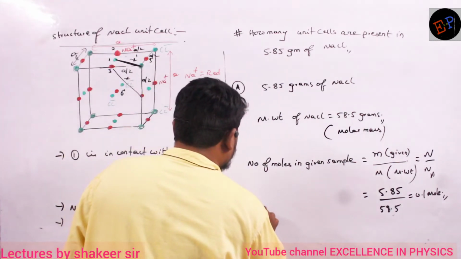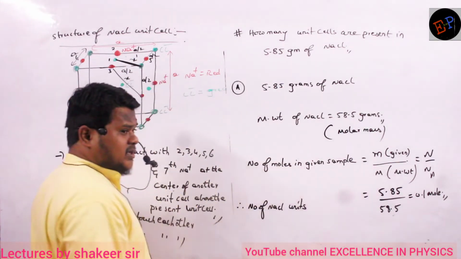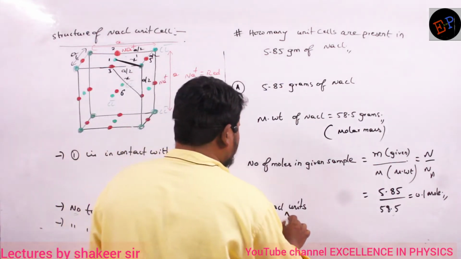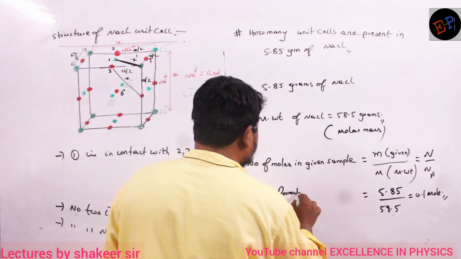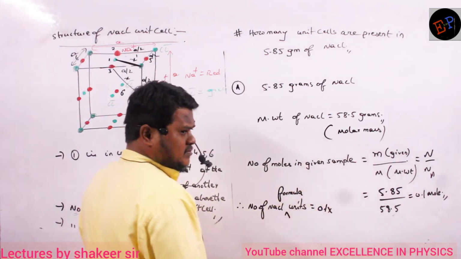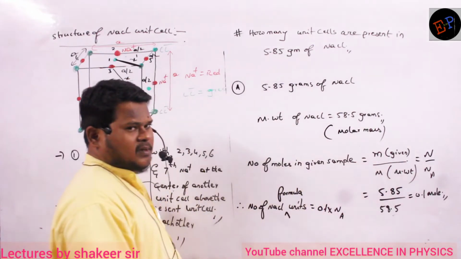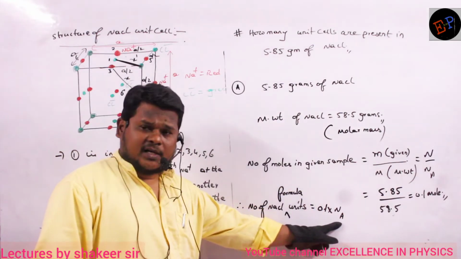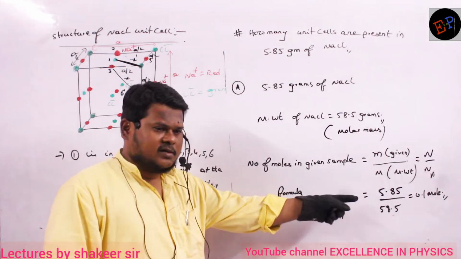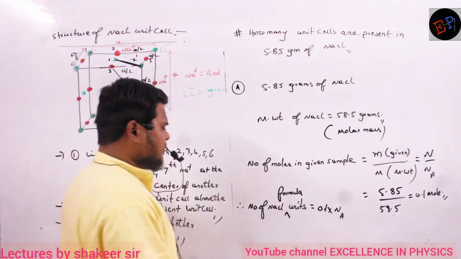Therefore, the number of NaCl units will be how much? I am not talking about unit cells. I am talking about NaCl formula units. So how many NaCl formula units will be present? 1 mole. How many moles? 0.1. Each mole will have how many atoms or molecules? 1 Avogadro number. That's all, no? Clear, no? 1 mole will have 1 Avogadro number of NaCl formula units. But how many moles are there? 0.1. So therefore 0.1 into Na. And what is Na?